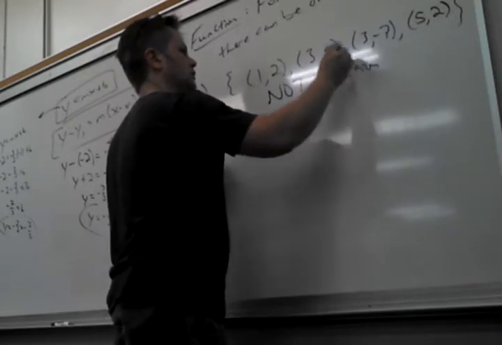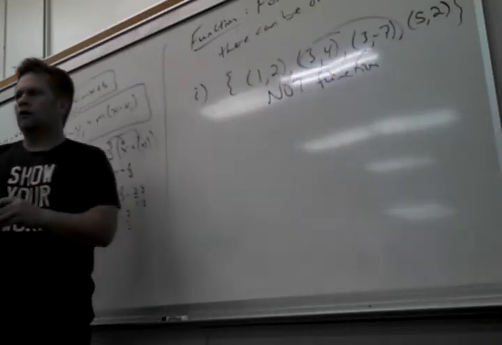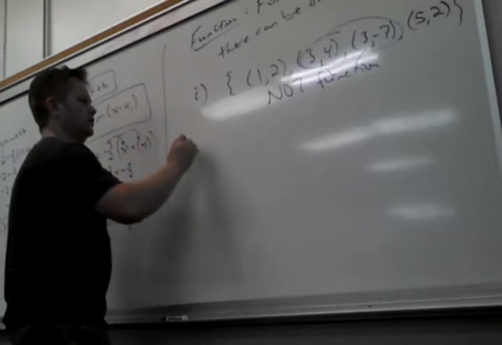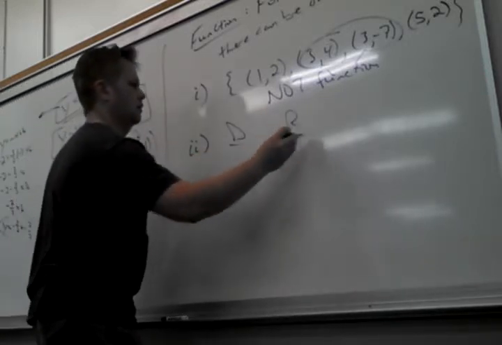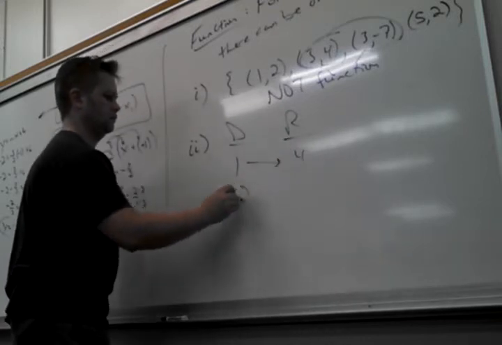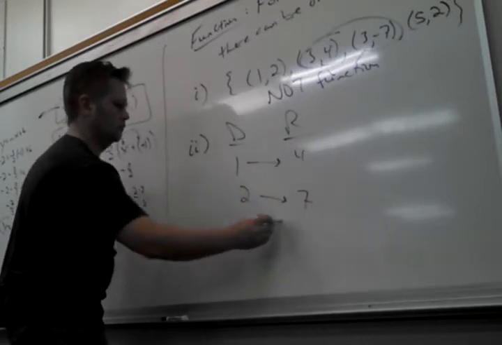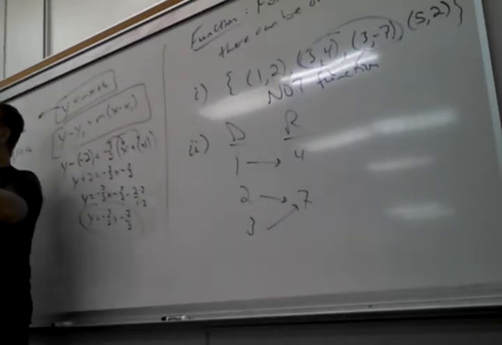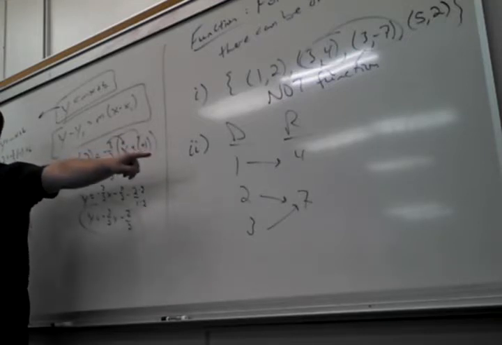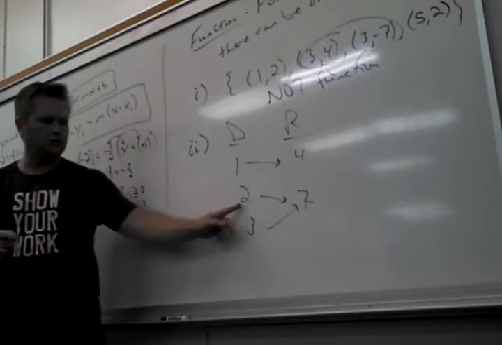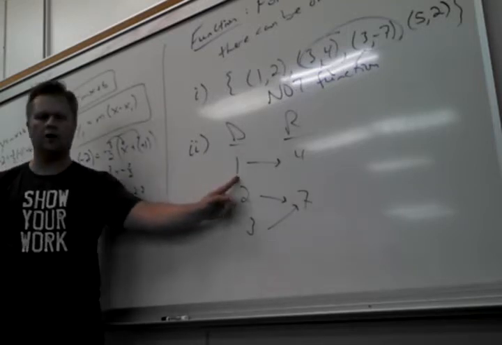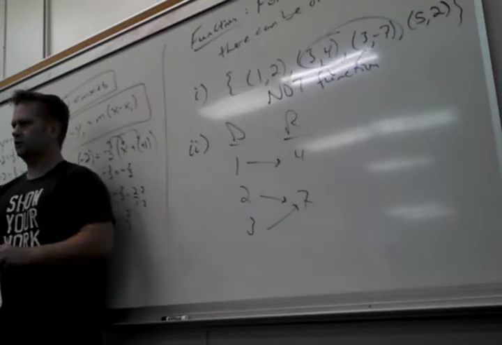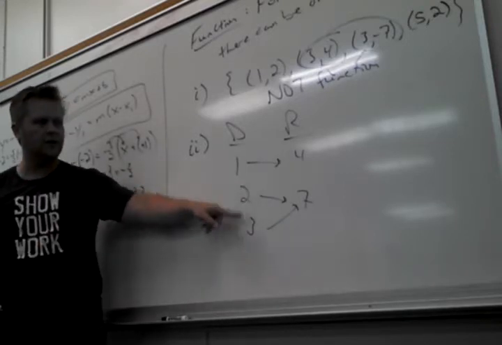Not a function because of this: 3 has more than one output. Or what if I wrote it like this? That looks weird. Somebody tell me one point that's represented up here. 2, 7. 1, 4. So the domain, the input, is 1, the range, the output, is 4, and so forth. So is this a function? Yes. Beautiful, because every input has only one output.